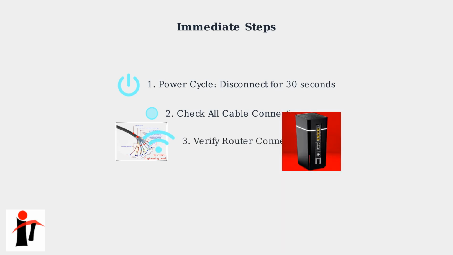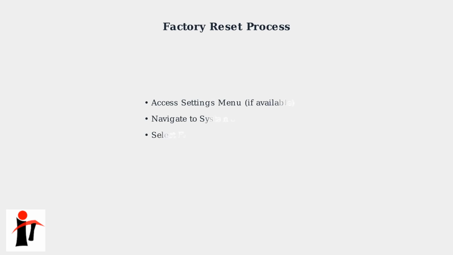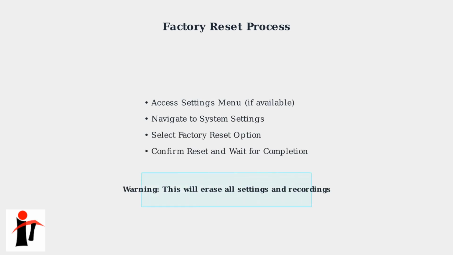Verify your router connectivity by checking if other devices can connect to the internet. If you're using Wi-Fi, ensure the connection is stable and consider switching to a wired Ethernet connection for better reliability. If the basic steps don't work, try a factory reset. This will restore your EE-TV box to its original settings. You can usually access the reset option through the settings menu if the box partially boots.